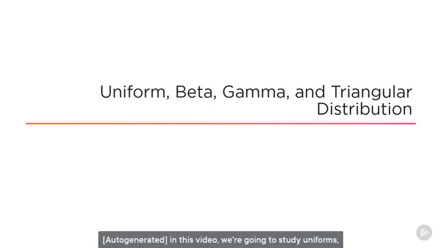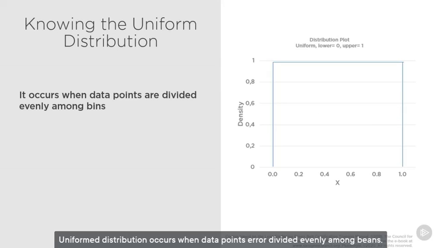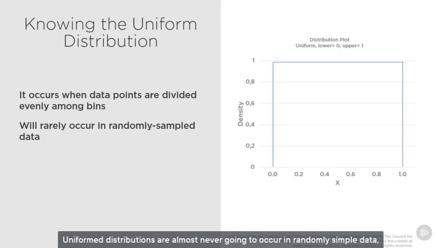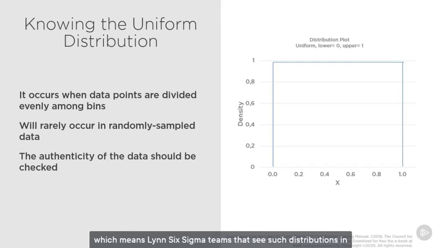In this video, we're going to study uniform, beta, gamma, and triangular distributions. A uniform distribution occurs when data points are divided evenly among bins. Exact uniform distributions are almost never going to occur in randomly sampled data, which means Lean Six Sigma teams that see such distributions in data should check the authenticity of the data.